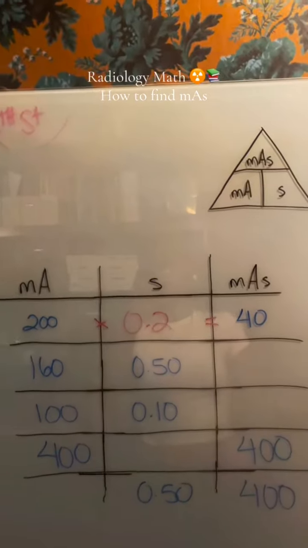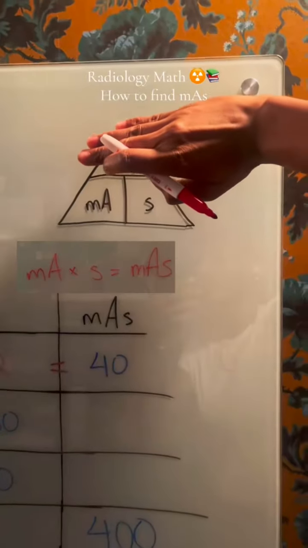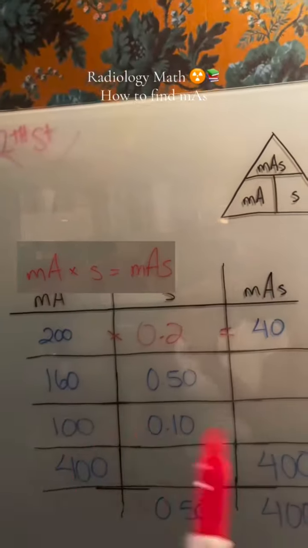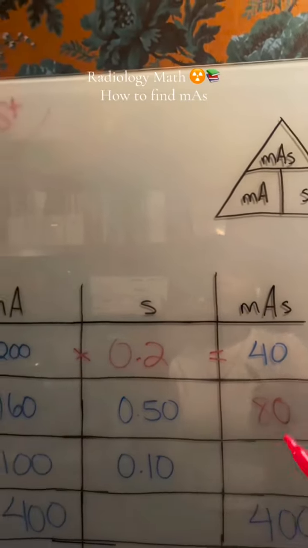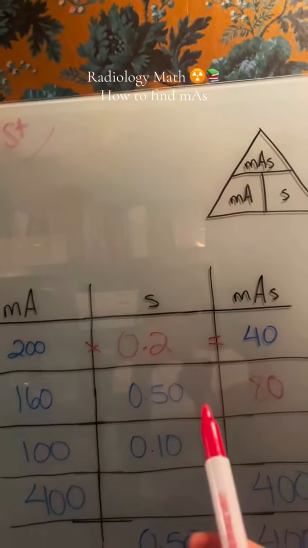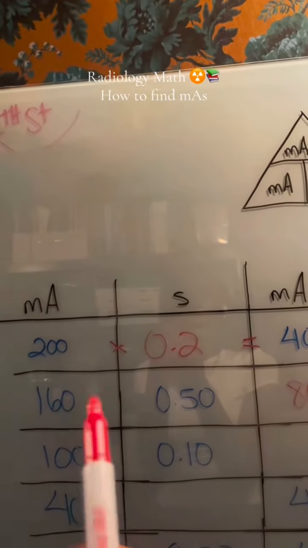For the second problem, we do not have the mAs, so we know we're multiplying. And 160 times 0.5, that'll be 80. And if you wanted to check that, you can divide the mAs by the seconds, you'll get 160, or you could divide mAs by mA, and you'll get 0.5.